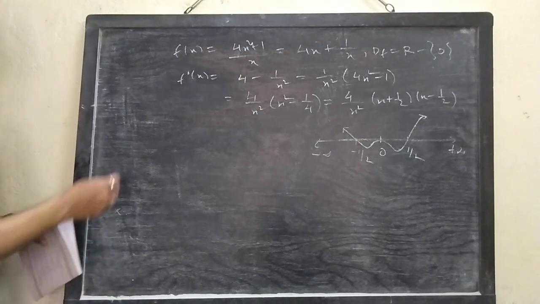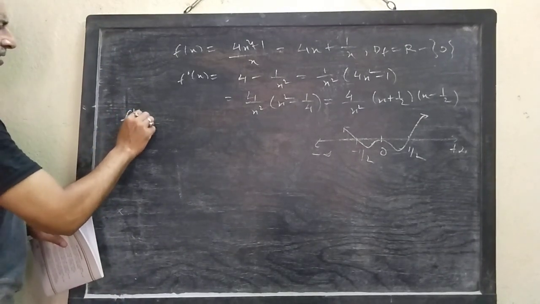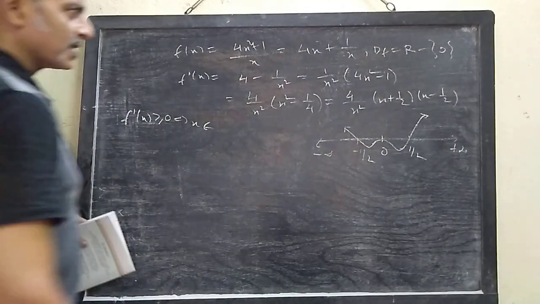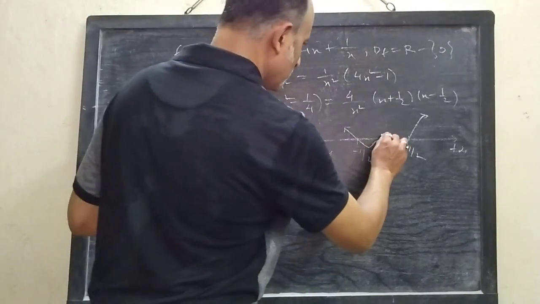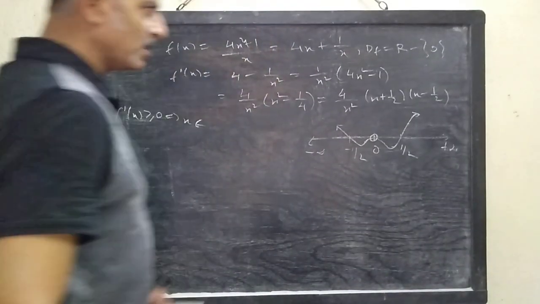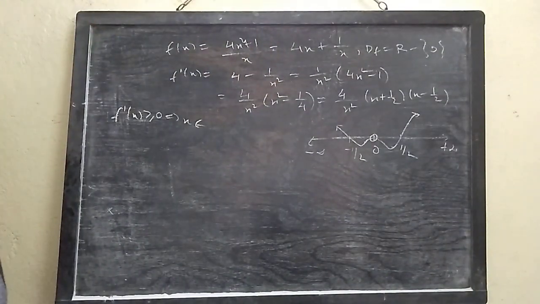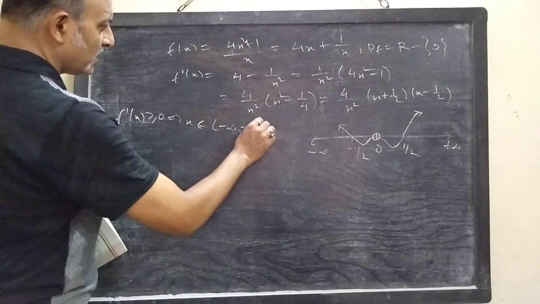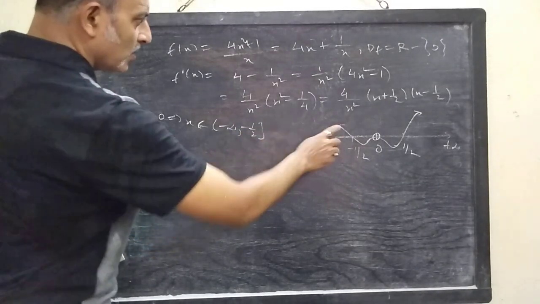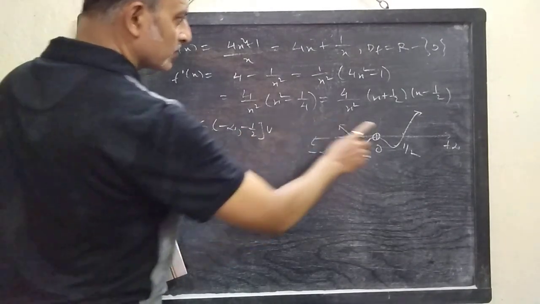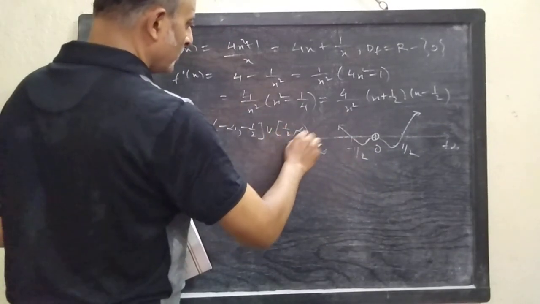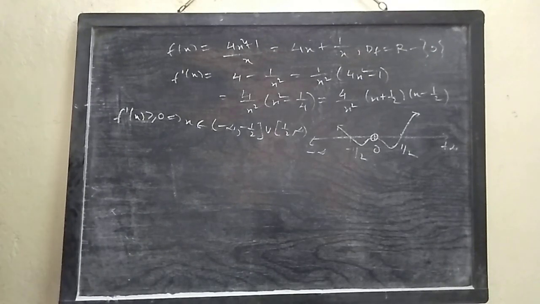Now proceed similarly for an increasing function, f dash x greater than or equal to 0, that will be x belongs to greater equal to 0. This 0 will be an open circle because 0 can't be within the solution set. Greater equals 0, so this will be minus infinity to minus half, this is closed. Then union half to open infinity. This is for increasing function.